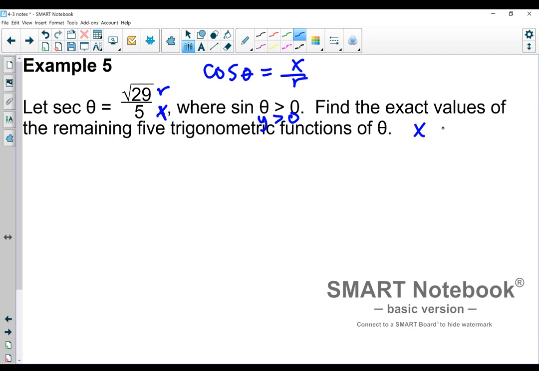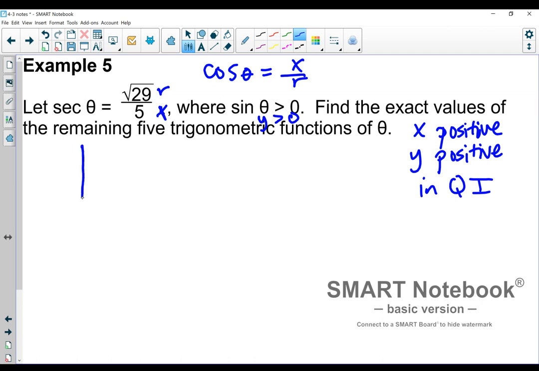So I have x is positive and y is positive. And so that means I am in quadrant 1. So that's why they gave us all that information and why I kind of carefully dissected it. I can't just draw a triangle anywhere. So in quadrant 1, I'm drawing a triangle.